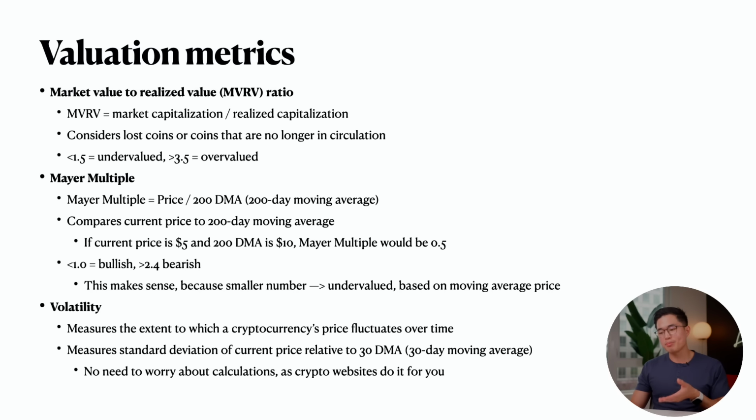This is basically going to measure the extent to which a cryptocurrency's price fluctuates over time. It's measuring the standard deviation of the current price relative to the 30-day moving average. I know that some of these might seem a little bit confusing. Don't really worry too much about how they are calculated. A lot of the crypto websites are going to calculate them for you and just show you the number. Basically, you just want to know what they mean and how to interpret it.